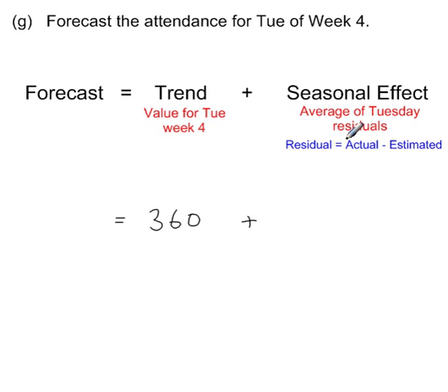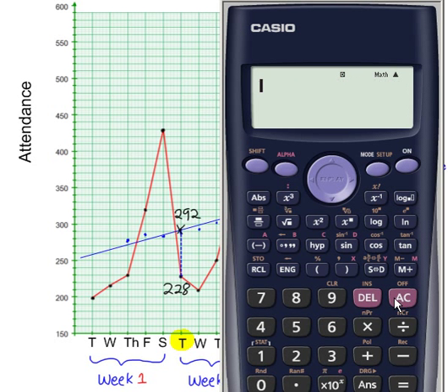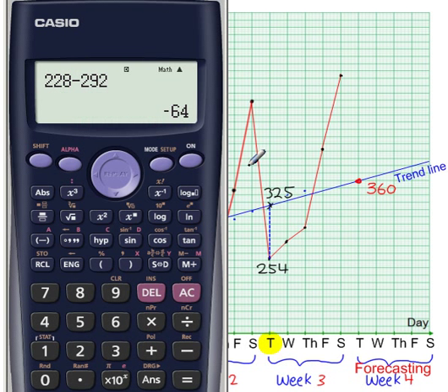Now we can work out the residuals. Remember, a residual is the actual value minus the estimated value. So for the first point, actual 228 minus estimated 292 gives you a value of minus 64. So that's our first residual, minus 64. If we do the same with the second Tuesday here, actual 254 minus the estimated 325, that gives a residual of minus 71.